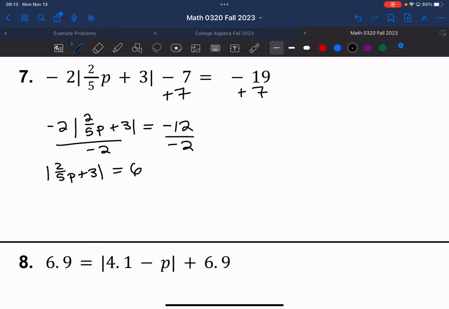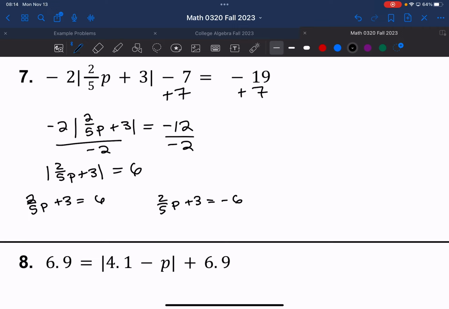Is it equal to a positive or negative number? Positive. So am I going to be writing this twice? Yes. So 2/5 p plus 3 is equal to 6, and 2/5 p plus 3 is equal to negative 6. I write it 2 times because I got a positive value. Now I'm solving for p in each one, and then I'm going to plug my answer back in to see if they're correct.